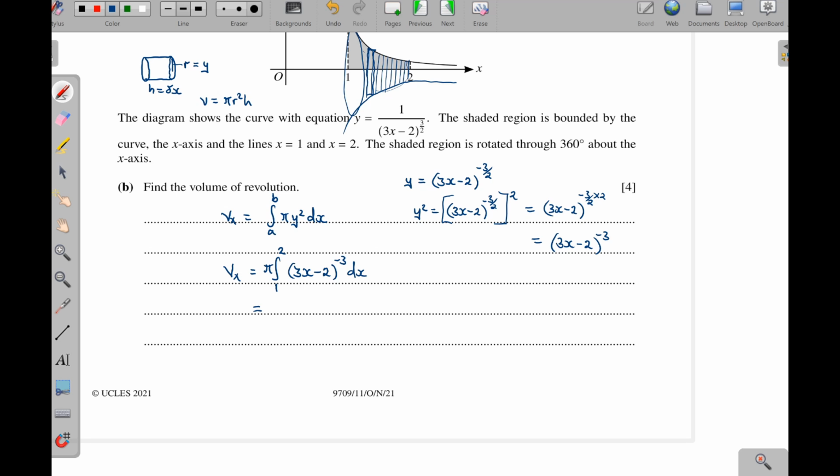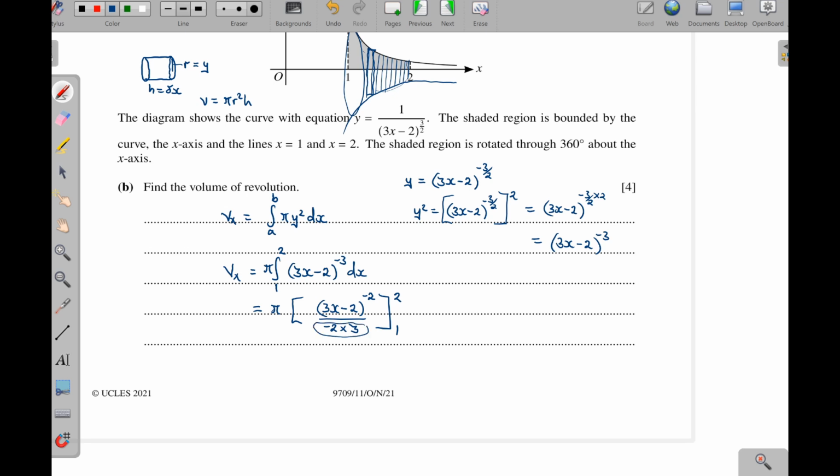Now we begin the process of integration. Remember, you take away the integral sign, okay? Then we shall increase the power by 1. You get 3x minus 2, and when you increase this power by 1, it becomes negative 2. Then you divide by that new power, but then times the derivative of what is coming from inside here, which is a 3. And then we shall have 2, 1 here, okay? Then we substitute and then get the answer.